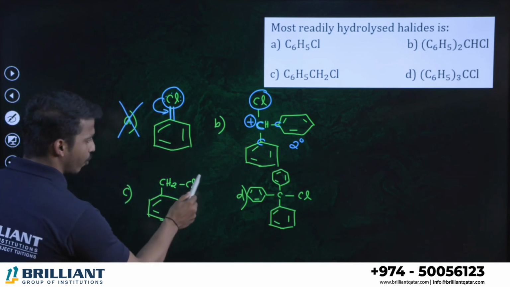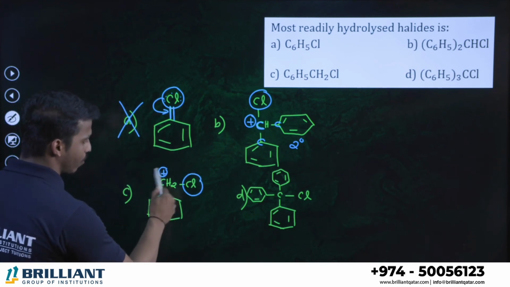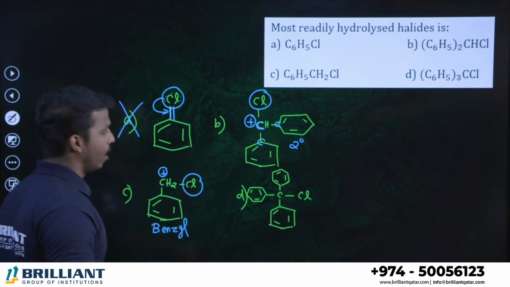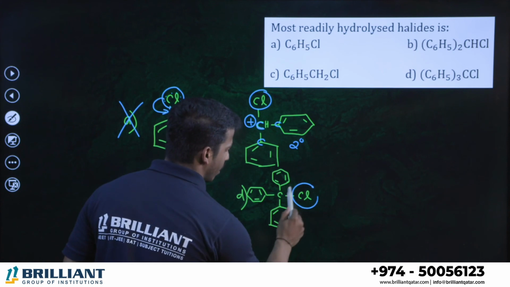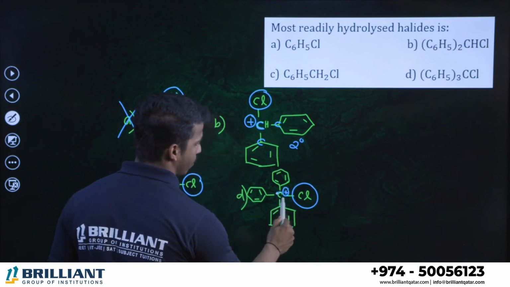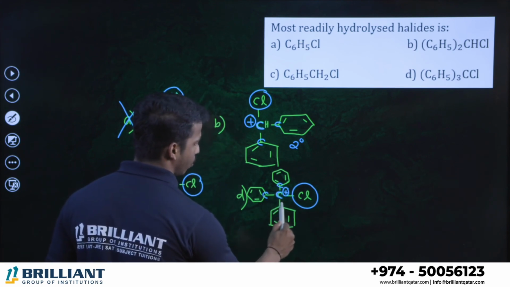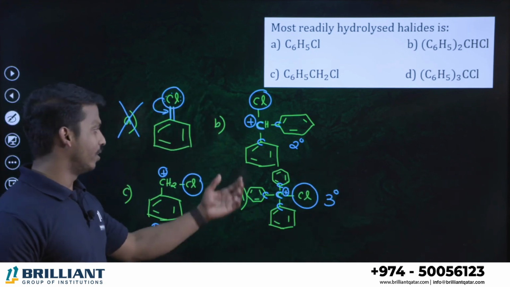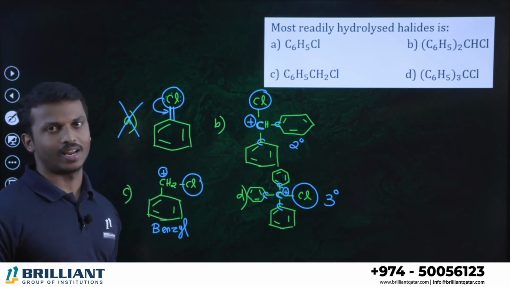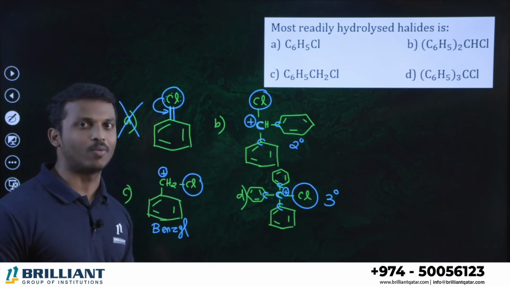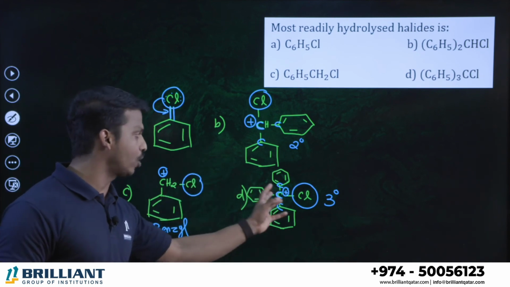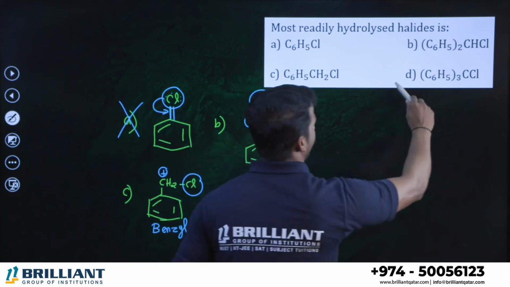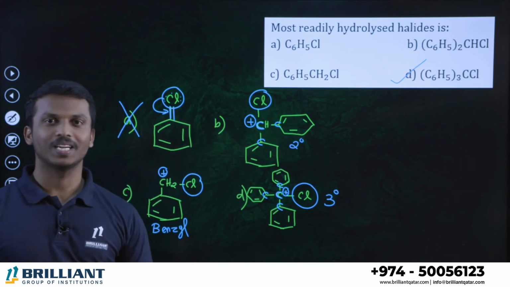What about here? If you remove this chlorine, what is this carbocation called? Benzyl carbocation, right? What about here? If you remove this chlorine, you get this carbocation, directly connected to 1, 2, 3. It's a tertiary carbocation. Which is more stable? Whether it's tertiary, benzyl or secondary, tertiary is the most stable one, so it can undergo reaction. It is ready to leave this chlorine to get a more stable carbocation. So who can undergo reaction faster? Option D. Clear, all of you?